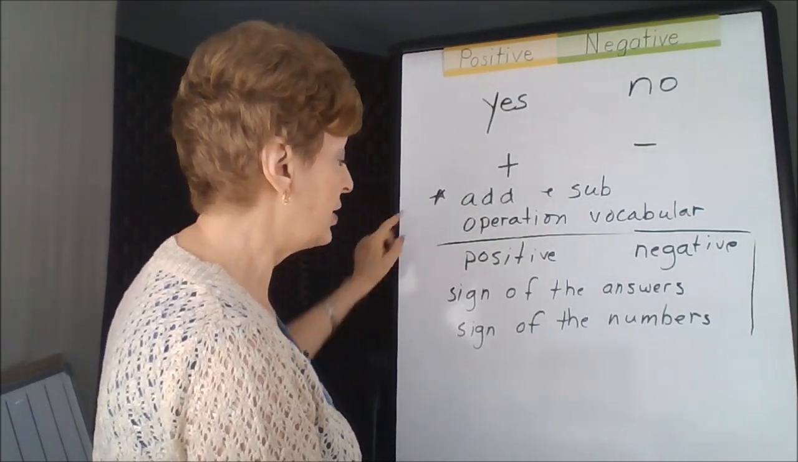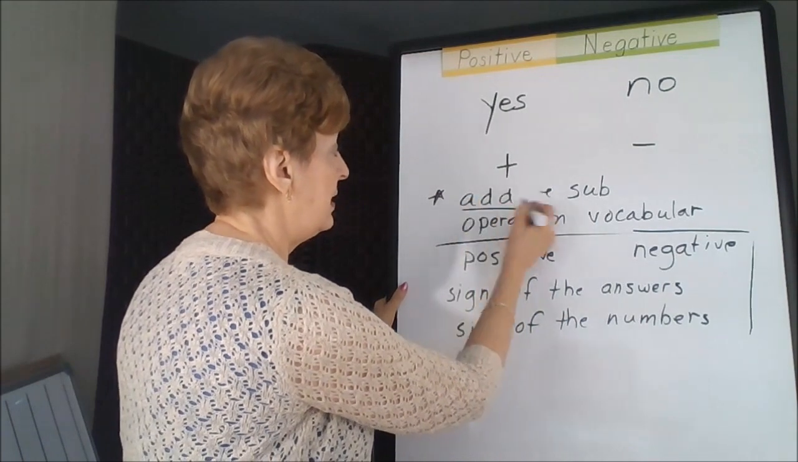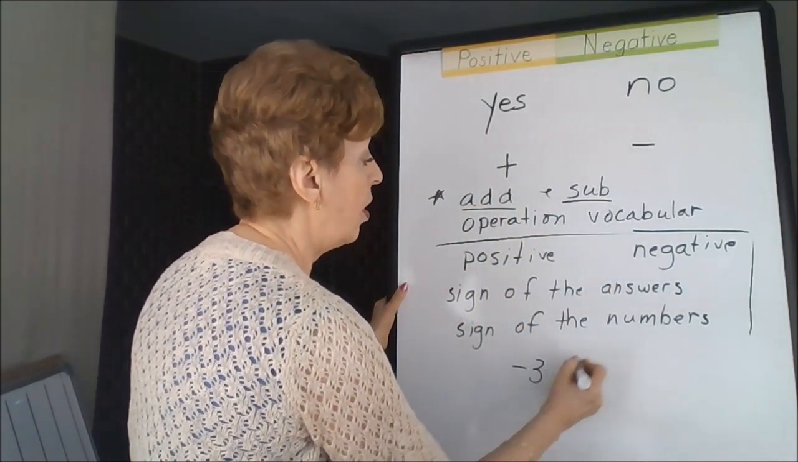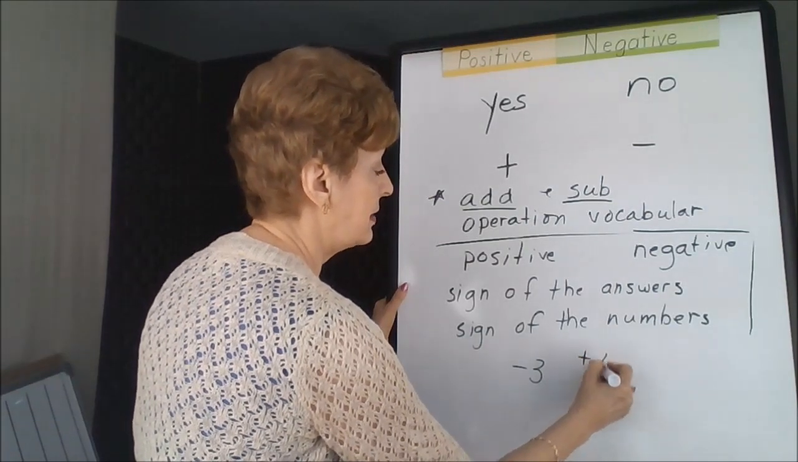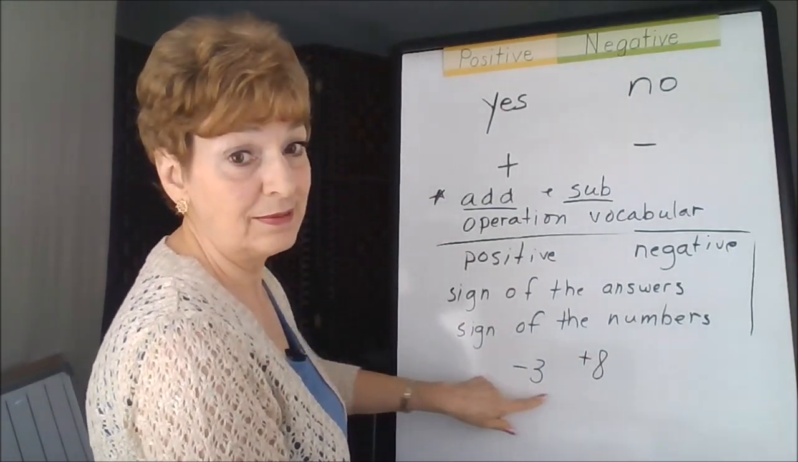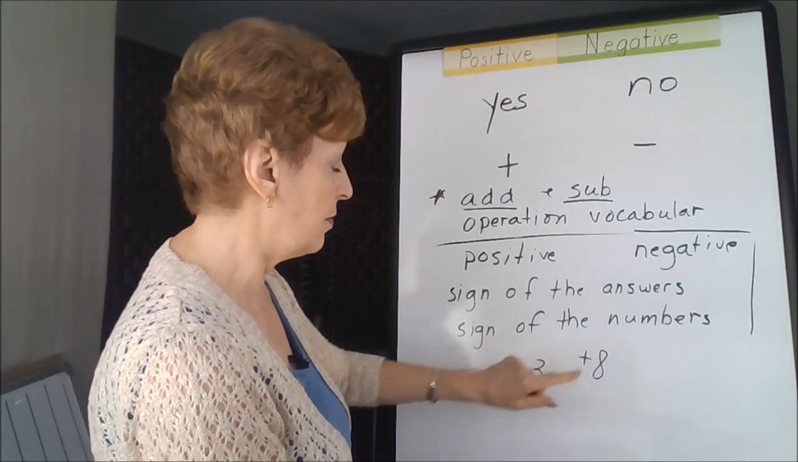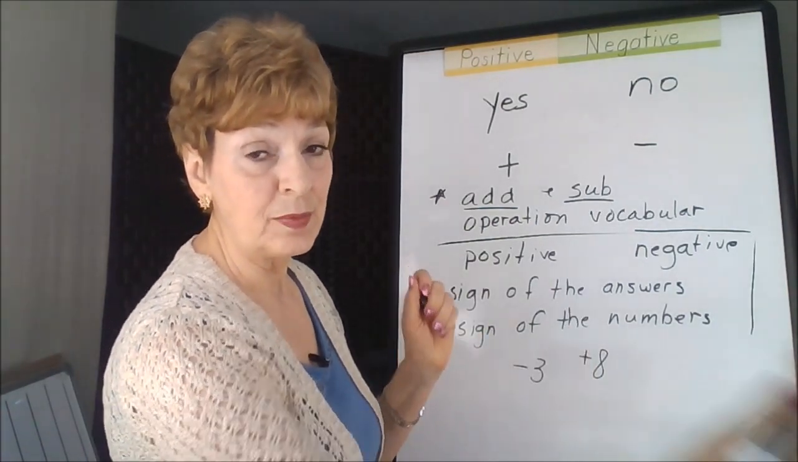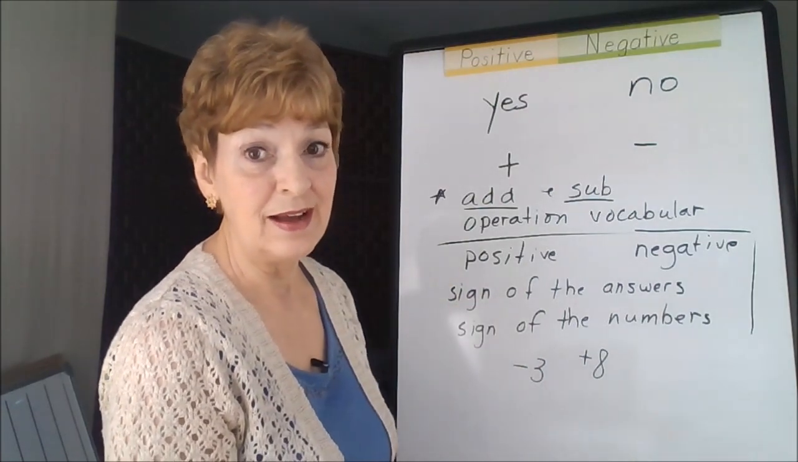So the operation of the numbers would be ADD or SUB, and this would be like a -3 or a +8. That's what that would mean. So those signs would come right before the numbers to signify if they are on the right-hand side or the left-hand side of the number line.